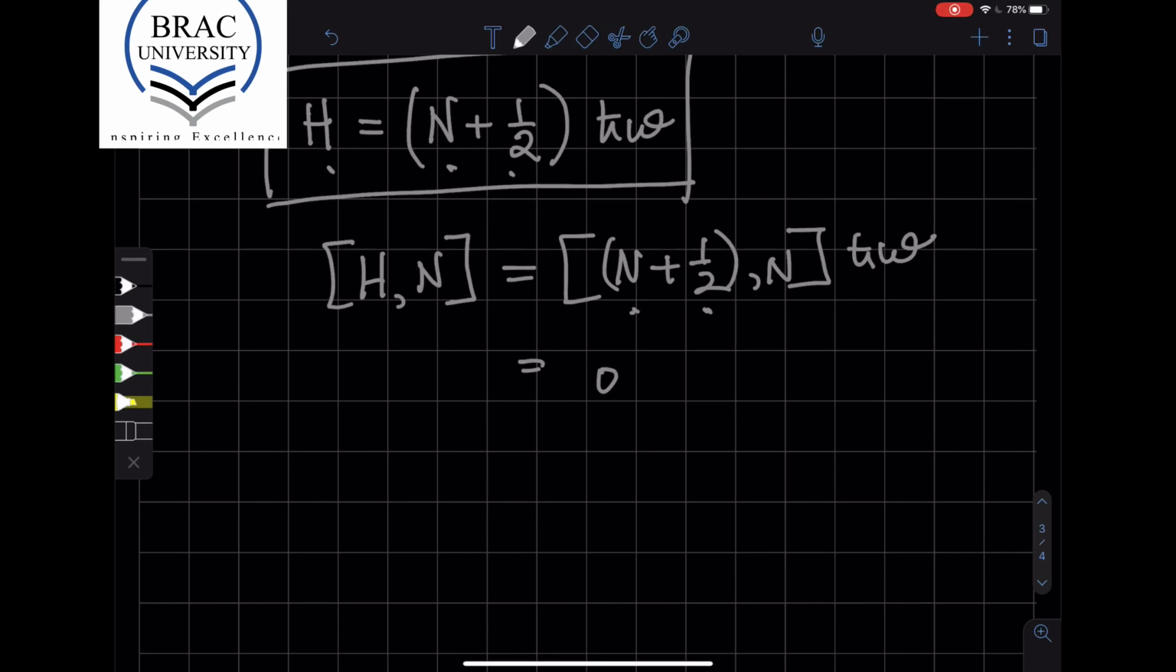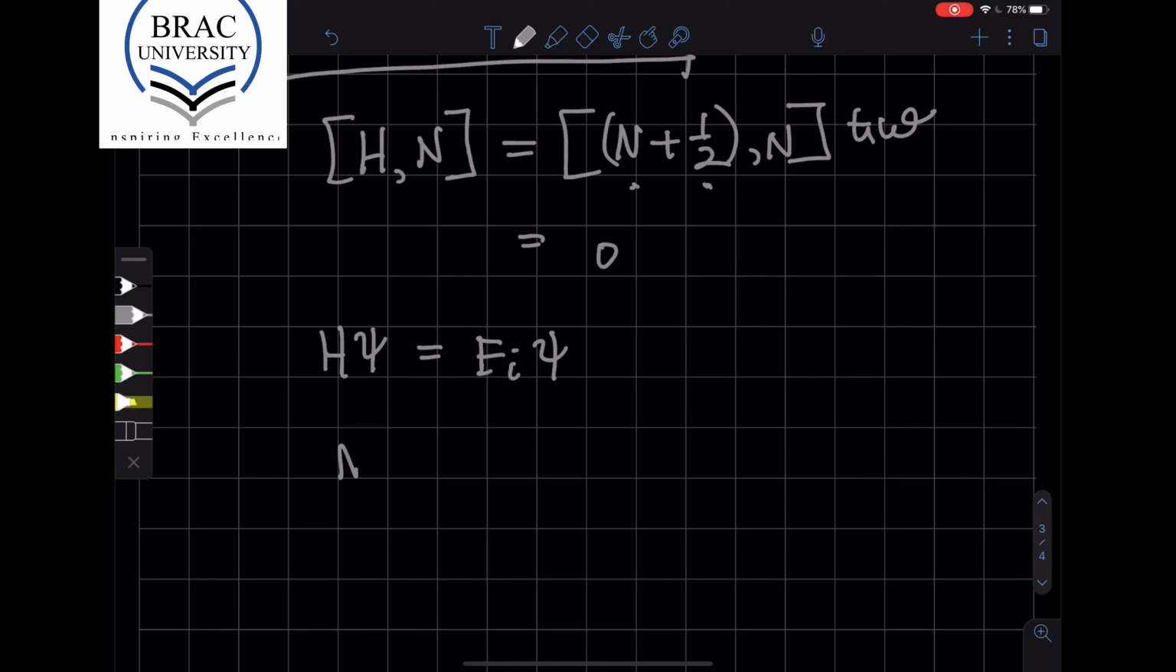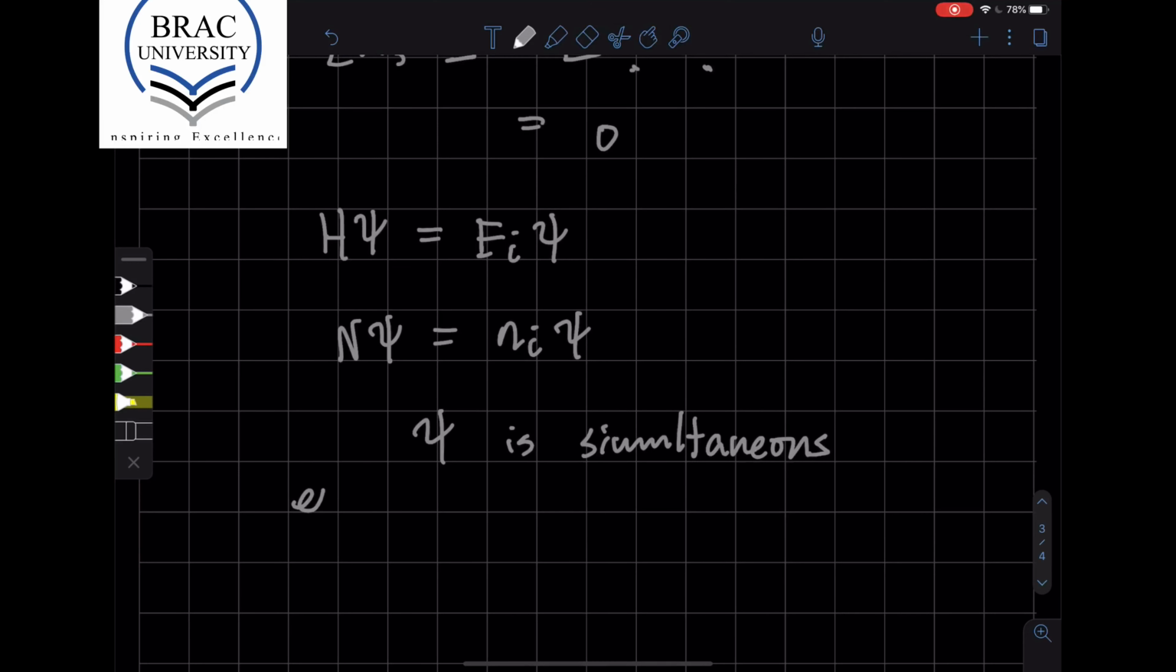This means that if we find psi as an eigenfunction of H, then it will also be an eigenfunction of n with some number. Let's write it as n_i of psi. In other words, psi is a simultaneous eigenfunction of H and n.